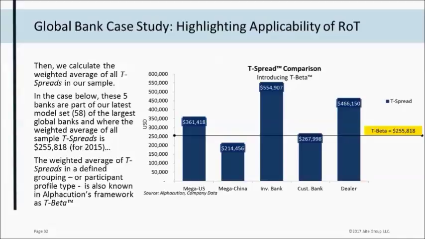In this case, we're just isolating 2015. We could do this for each year and do a movie and show how this whole thing changes. In the case of 2015, in the broader sample of 58 individual models composited up into the granddaddy model for the banking sector, the T-beta, which is the weighted average of T-spreads, is about $256,000.